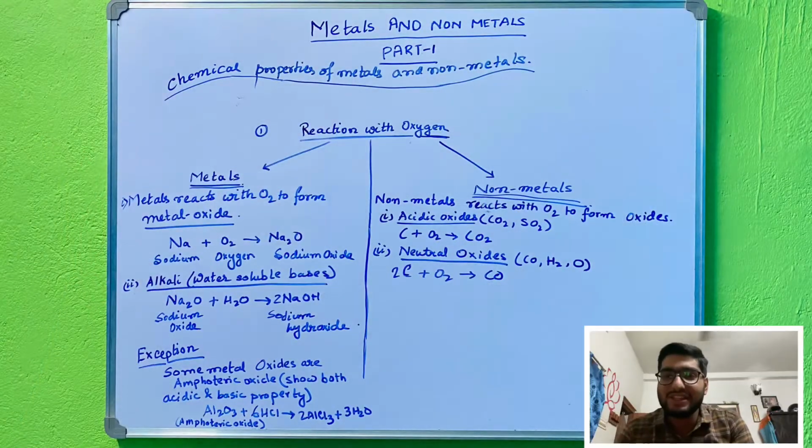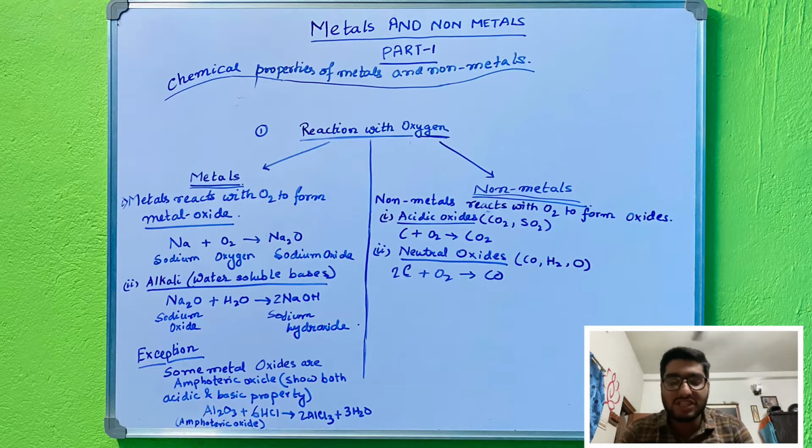Now students, in this video we are going to discuss the chemical properties of metals and non-metals. The first chemical property, as you can see on the board, is the reaction with oxygen. When a metal reacts with oxygen, it basically forms a metal oxide. What is a metal oxide? Na2O, aluminum oxide, sodium oxide, these are all metal oxides. So when metals react with oxygen, they form metal oxides.